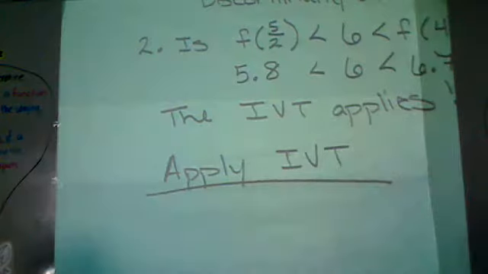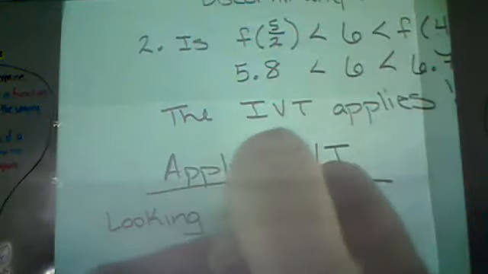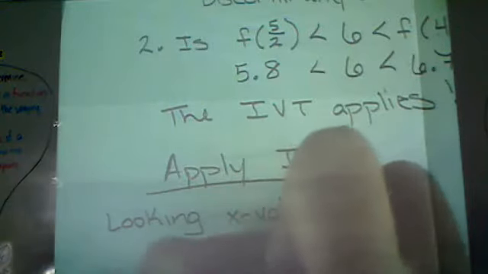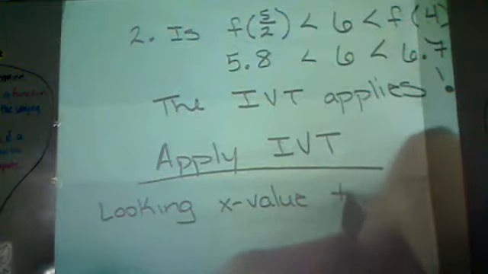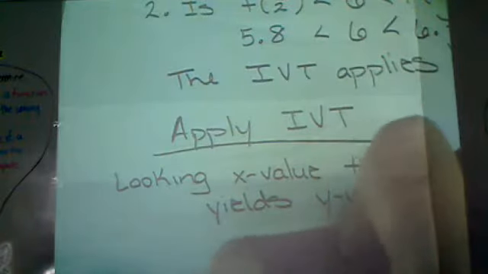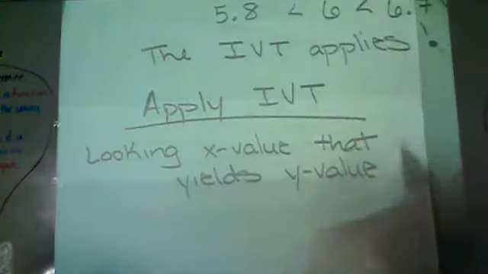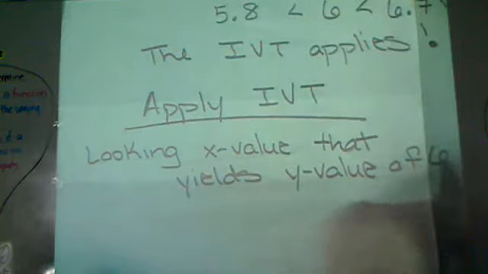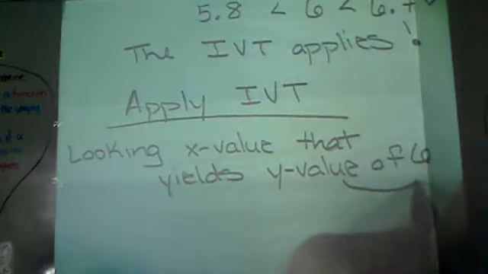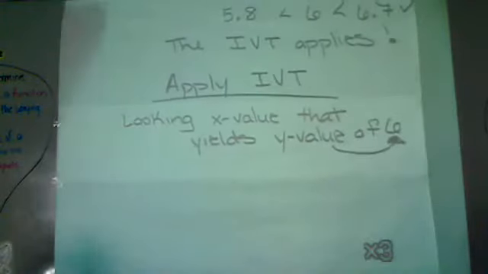What it is saying is that there is some x value. We're looking for an x value that yields a y value of 6. So the y value, I'd like to point out, is 6. The y value is 6.